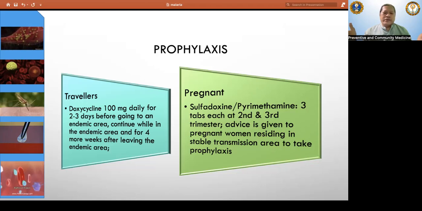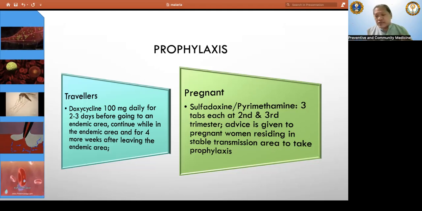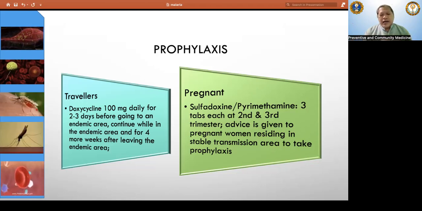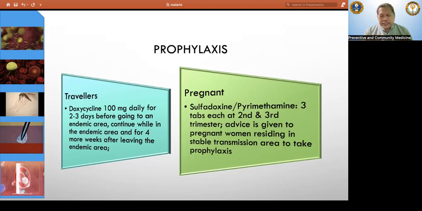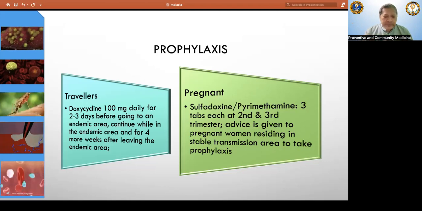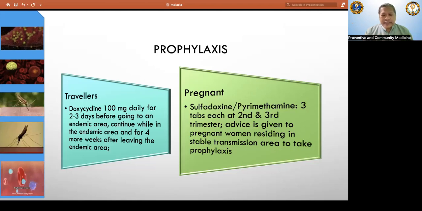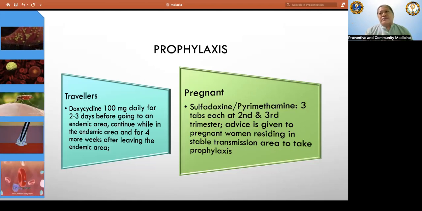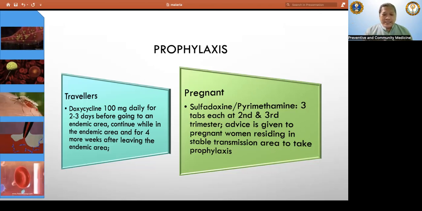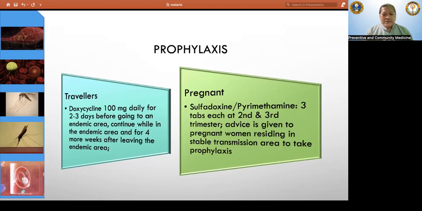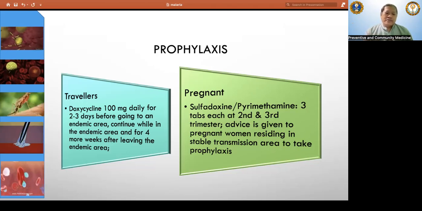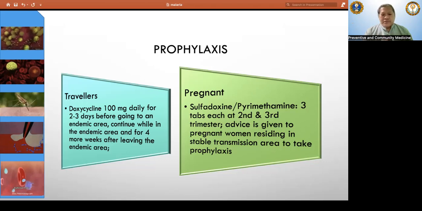And hindi pa masyadong St. Luke's before. Makati Med is the hospital for the rich before. So they went to Makati Med, and not surprisingly, the patient died in Makati Med. Why do you think so?